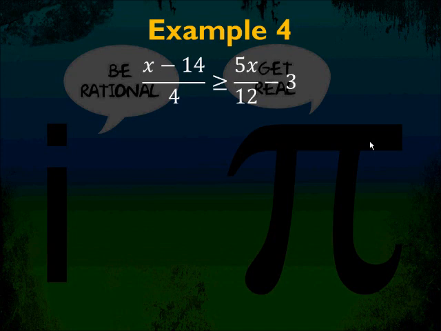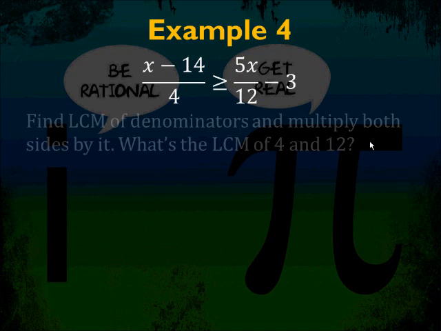Now we have an inequality. x minus 14 over 4 is greater than or equal to 5x over 12 minus 3. So you do this problem the same way you do the other ones, just make sure you're careful with the sign in case you multiply or divide by a negative number. So find the least common multiple of 4 and 12, and see what you get.